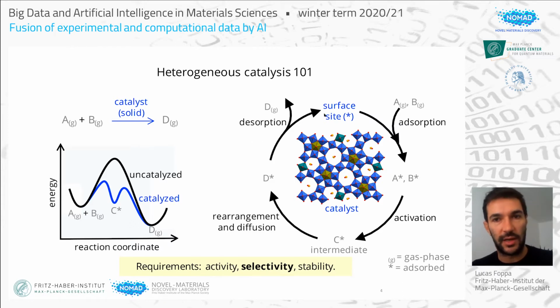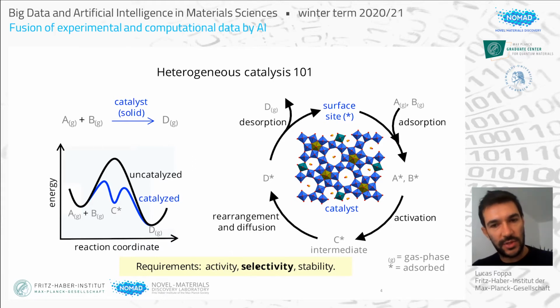So this is, and here we close the cycle, we go back to the surface site, and then the process can start again. So this is basically the very basic principle of heterogeneous catalysis. But I have to tell you that there are three main requirements for a catalyst to be useful, which are first, activity. So how much this catalyst will enable this transformation and at what rate.